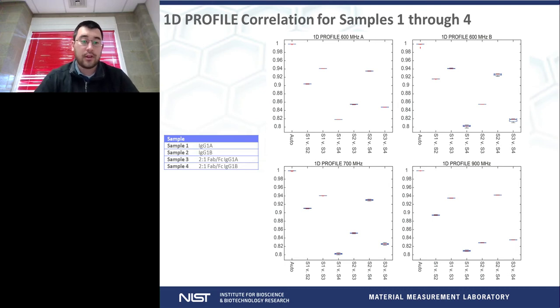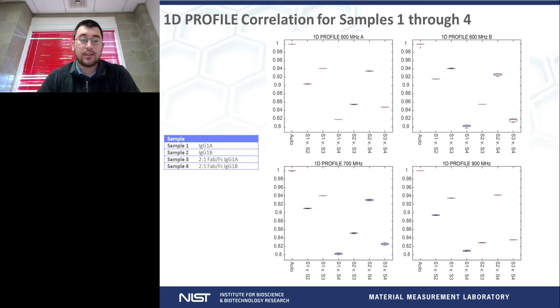So what I'm going to show you here is some of the profile data for the 1D correlations that we did. What this is representing is the first 4 samples. Sample 1 being IgG1A, or sample 1A. Sample 2 is an IgG1, which is a sample B. Sample 3 is the digest of sample 1, and sample 4 is the digest of sample 2.